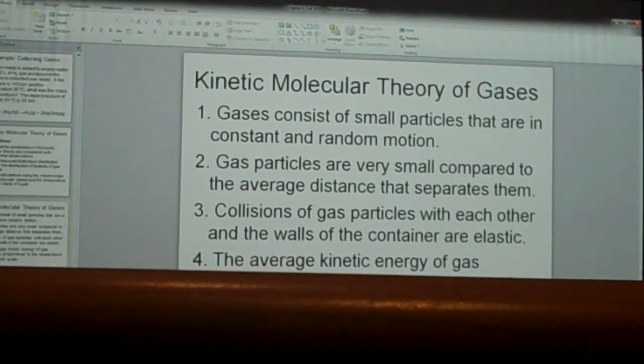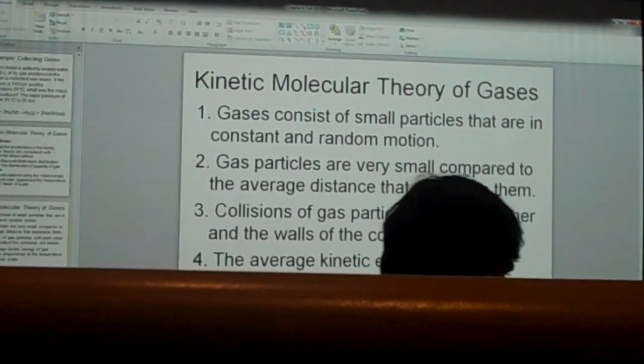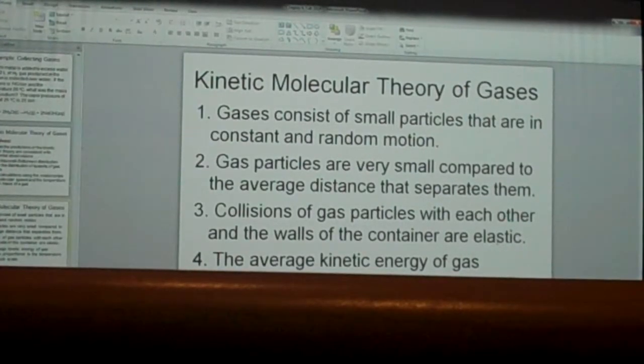No energy is transferred. So, in a perfectly elastic collision with a ball on Earth, if we dropped it, its energy should come straight back up, and that ball should never, ever stop bouncing. It should keep going all the time. That's how gas particles work.